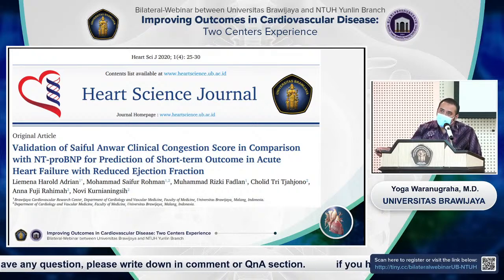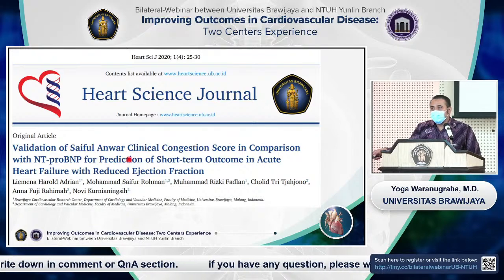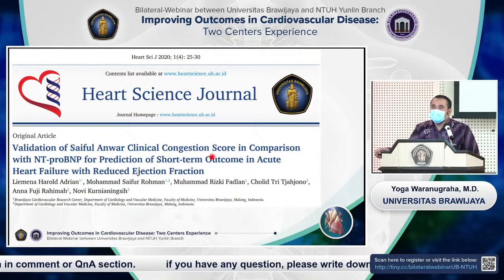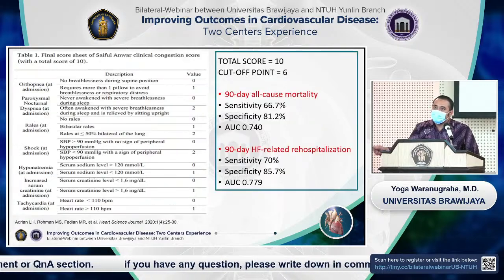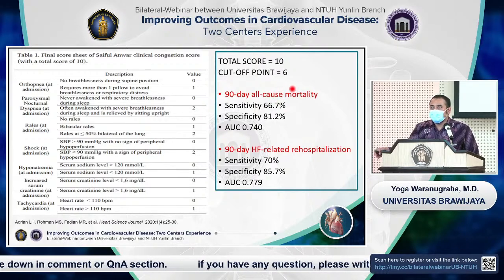Okay, these are our publications from the heart failure registry. We have developed the admission clinical congestion score. Actually, this is a simple score to assess the severity of congestion. It has a maximum score of 10 with a cut-off point of 6. This score has the ability to predict 90-day all-cause mortality with sensitivity of about 66.7% and specificity of about 81.2%.